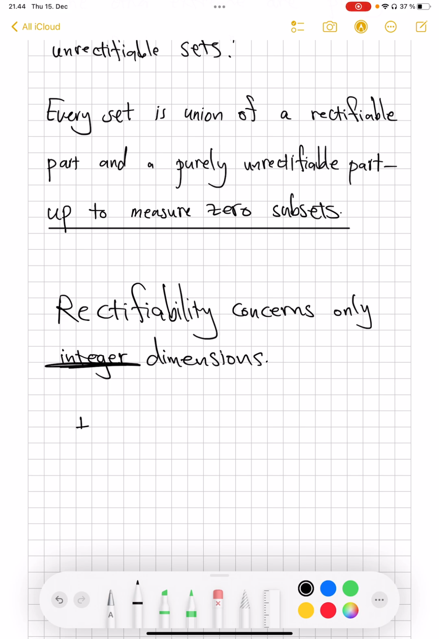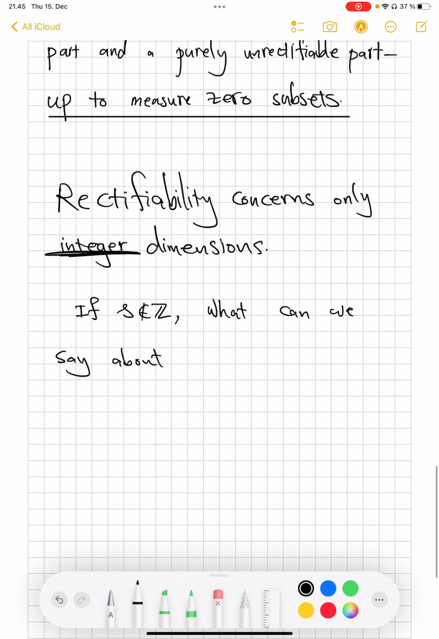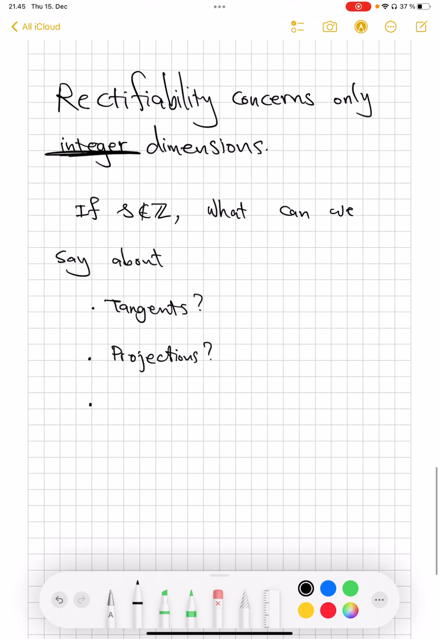So if s is not an integer, what can we say about these three properties? So tangents, can we talk about them? Can we talk about projections? Of course, we can talk about projection, but can we say anything about the dimension of a projection? What will a generic projection produce? How will the dimension drop?